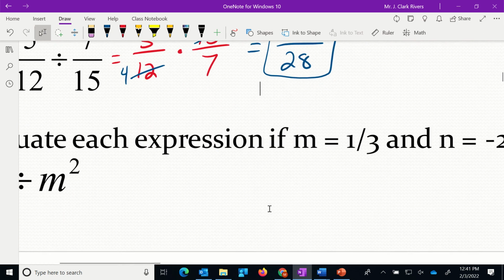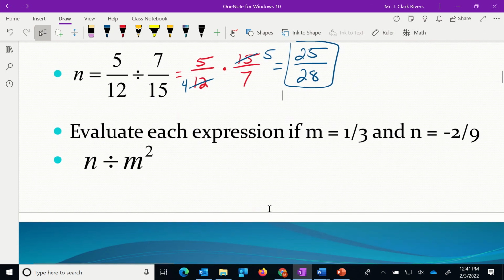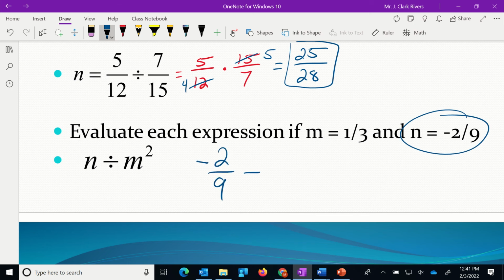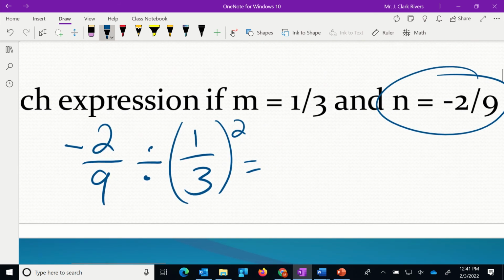There you go. Evaluate n divided by m squared. Well, over here we see n is -2/9, so we'll write that down, -2/9, divided by m, which is 1/3, and we're going to square that. Now remember your order of operations. We have to square before we divide.